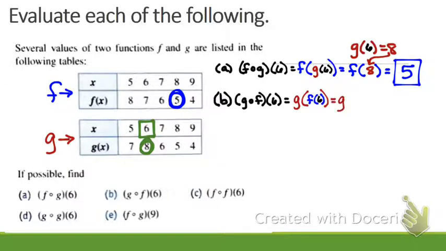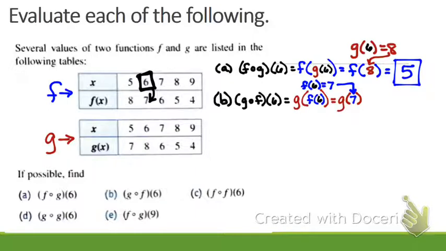So which function table do I want to look at first? F. And I'm going to go to what input value? 6. What's the output when my input is 6? My output is 7. So I'm going to do G of 7, because F of 6 gave me 7. Are you guys okay with that so far?